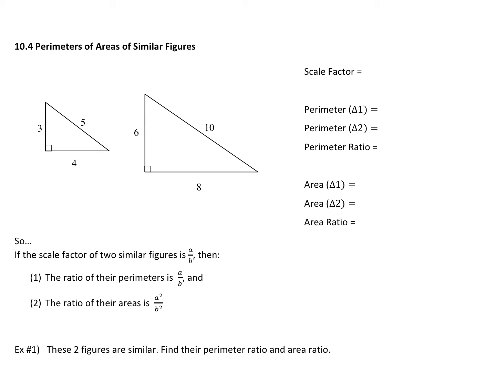Perimeters and areas of similar figures, okay? Similar meaning they're proportional. Their angles will be the same. Their sides will be proportional. We've talked about similar figures before, right? Remember when we did AA similarity, SAS similarity, ASA similarity?